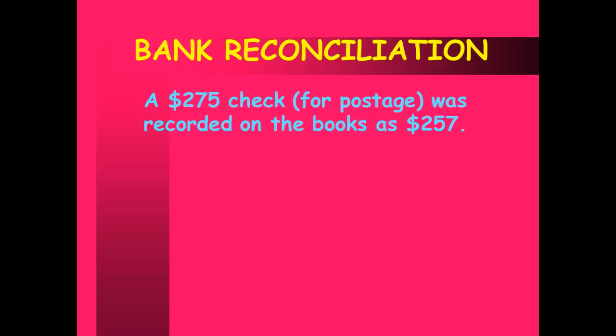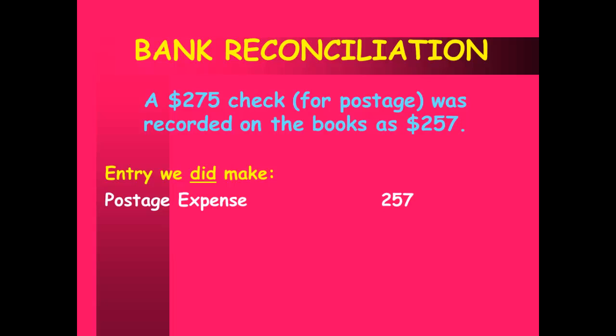Now, I don't actually have a place for this on your handout, so I want you just on the side or maybe the back of a page to write down a couple of things. First off, let's write down these words, the entry we did make. And we are going to jot down the journal entry that we made. Now, we put it on our books for $257. What account do you think we debited for $257? Now, I'm going to call it postage expense. So I debited postage expense for $257. And what do you think I credited for $257? Cash. That's the entry we made.